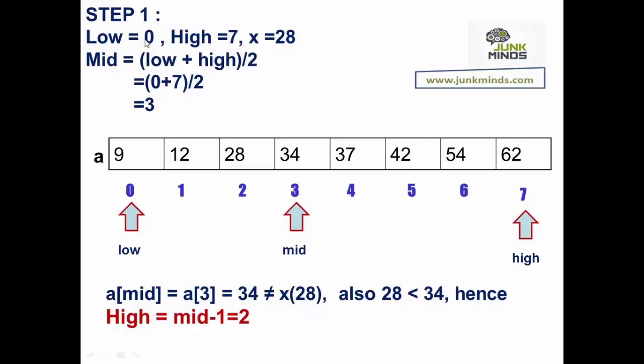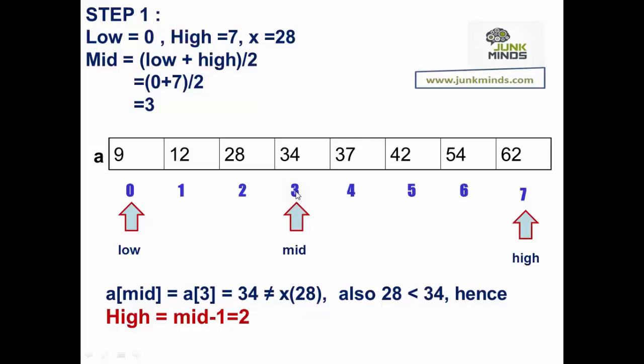The first thing that I do is I'll calculate the mid of this entire range that I have, which is low plus high divided by 2. So 0 plus 7 divided by 2. 7 divided by 2, the quotient is 3. So what I get is the first value of mid, which is at index 3.